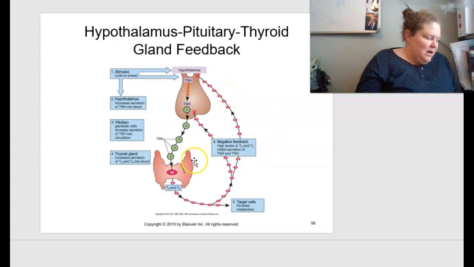So this would be the hypothalamus-pituitary-thyroid gland feedback mechanism with thyroid hormone. That is a mouthful. And again, that is figure 16.3.